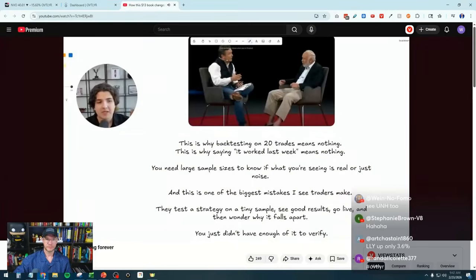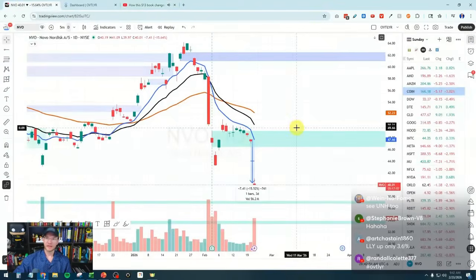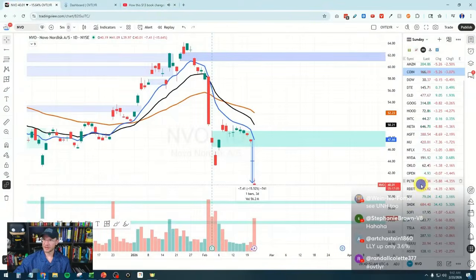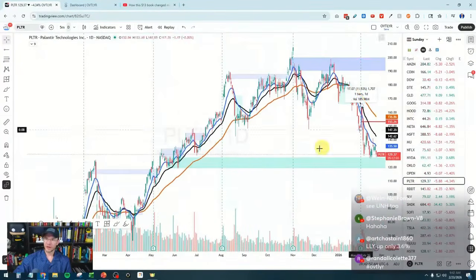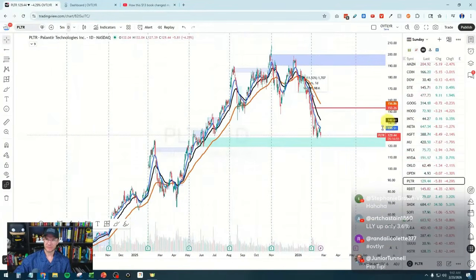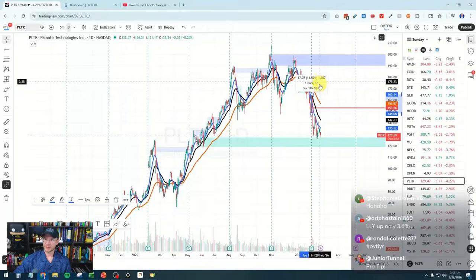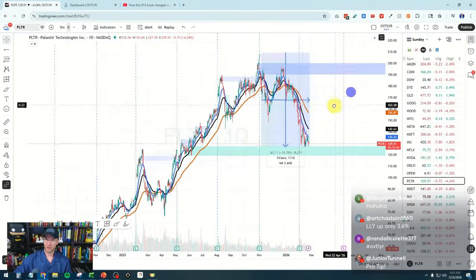And this is one of the biggest mistakes I see traders make. They test a strategy on a tiny sample. They see good results, they go live, and then they wonder. And this recency, this hindsight bias is what's taken out people in Palantir. Oh, remember when Palantir was so great a few months ago? So if I buy the dip, then it's just going to be so great again, right? As Palantir has fallen from its all-time highs to now, down 40%.